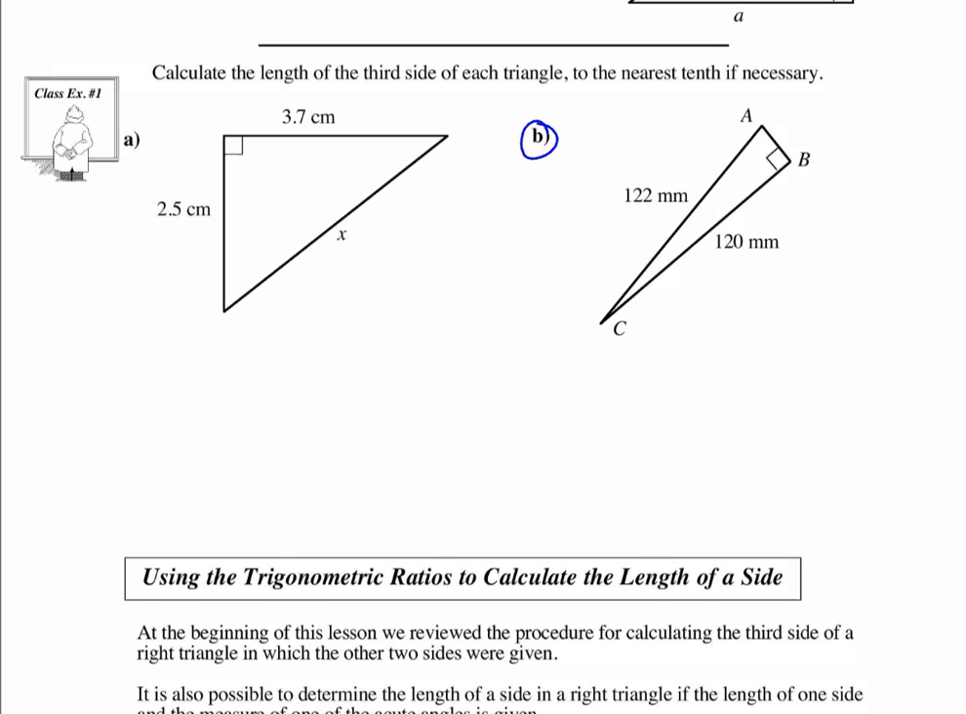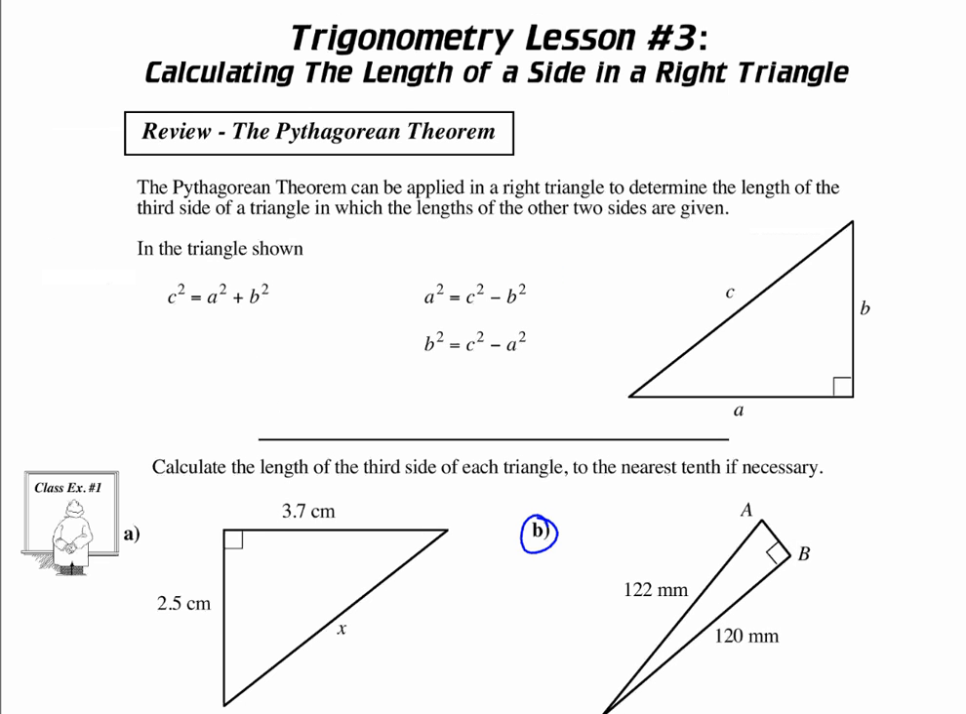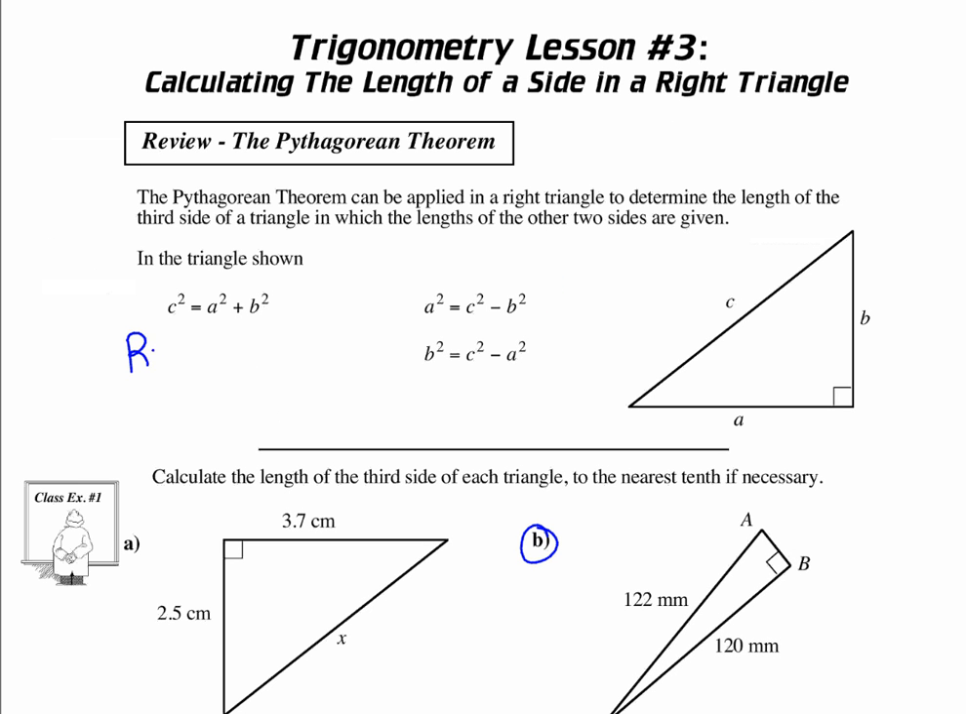Okay, you know Pythagorean Theorem? Let's talk about when we use it. What type of triangles? It has to be a right triangle. Pythagorean does not work if it's not a right triangle. If it's not a right triangle, a squared plus b squared equals c squared does not work.